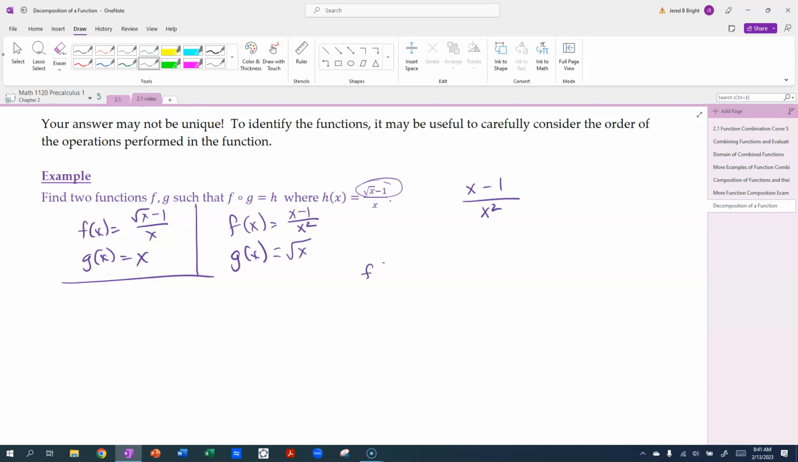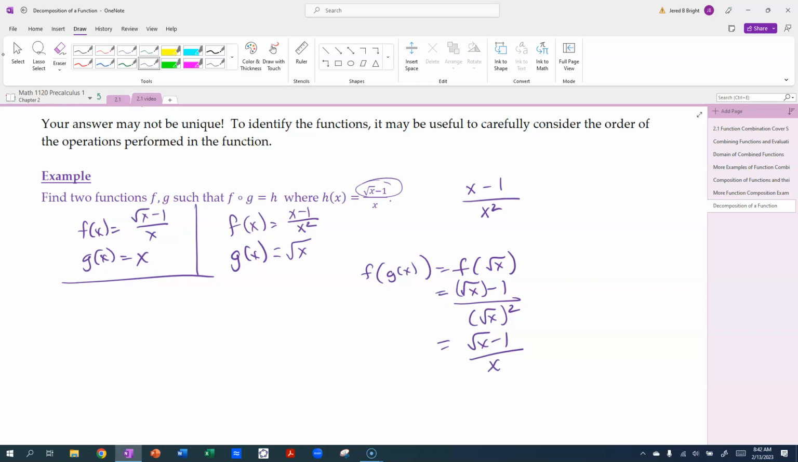Let's check it. So f of g of x is f of square root of x. And this is my f of x function. So square root of x minus 1 over square root of x, squared. Yep, that gives me square root of x minus 1 in the numerator. In the denominator, the square and the square root will cancel, and I just get x. So this example does work.